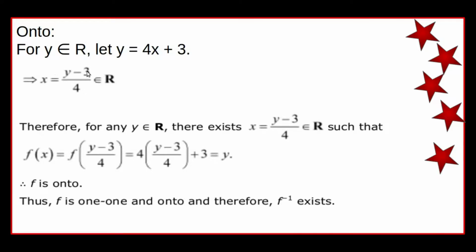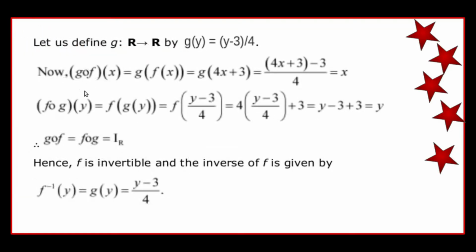g of y equal to (y minus 3) by 4, or g of x is (x minus 3) by 4. Now we have g composite f of x is g of f of x. That is, f of x is 4x plus 3 and g of y is (y minus 3) by 4. So (4x plus 3 minus 3) by 4, that is 4x by 4 equal to x. F composite g of y is f of g of y, that is f of (y minus 3) by 4. 4 into y plus 3, that is 4 into (y minus 3) by 4 plus 3. Cancelling 4, we get y minus 3 plus 3, which is equal to y.